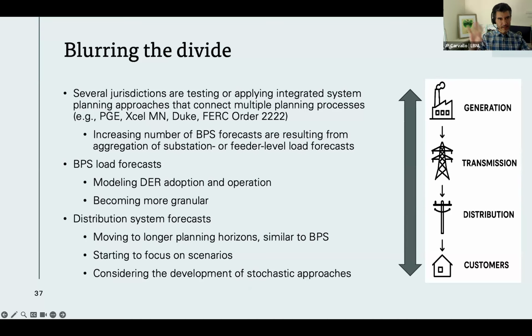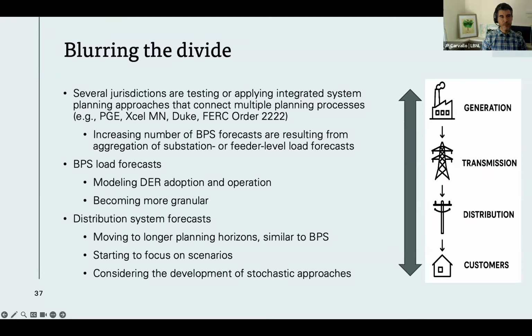Now, the historical divide that exists, and the way bulk power system and distribution system forecasts have operated differently, is starting to be blurred. This is in part because some jurisdictions are testing, generally at the behest of the regulators, different types of integrated system planning approaches that are connecting what used to be separated planning processes. In addition, we have FERC Order 2222, which is encouraging and or requiring ISOs and RTOs to facilitate the ways in which distributed energy resources or demand-side resources can participate in wholesale markets by removing barriers and ensuring transparency and equal participation to the supply side resource equivalents.